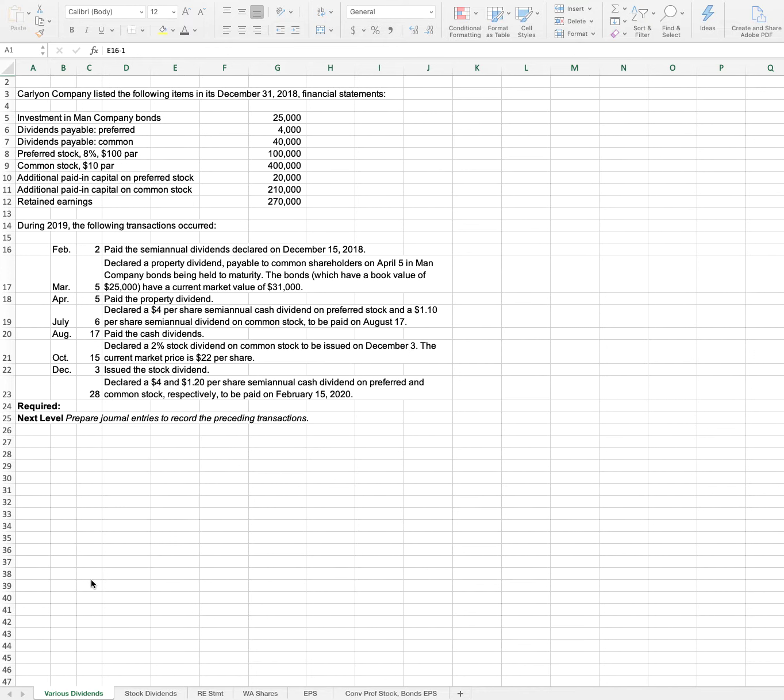Journal entries for various dividend types of transactions. We have Carlian Company, which listed the following items on its December 31st, 2018 financial statements: investment in Man Company bonds, $25,000, dividends payable preferred, dividends payable common, preferred stock, 8% $100 par, common stock, $10 par, additional paid-in capital on the preferred and the common, and retained earnings.